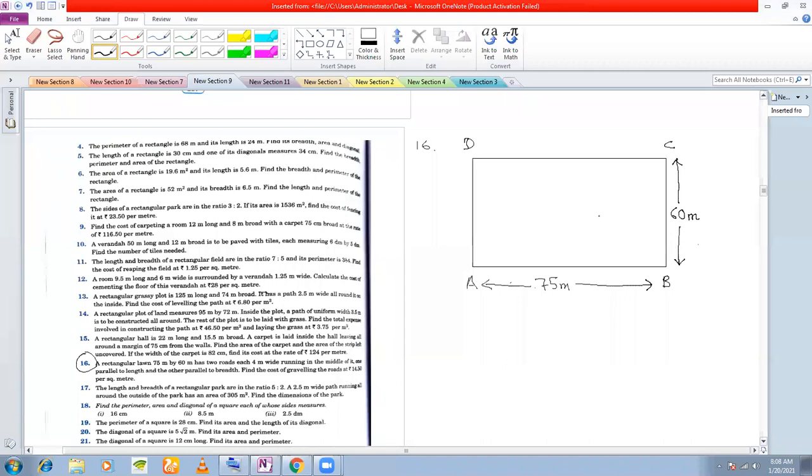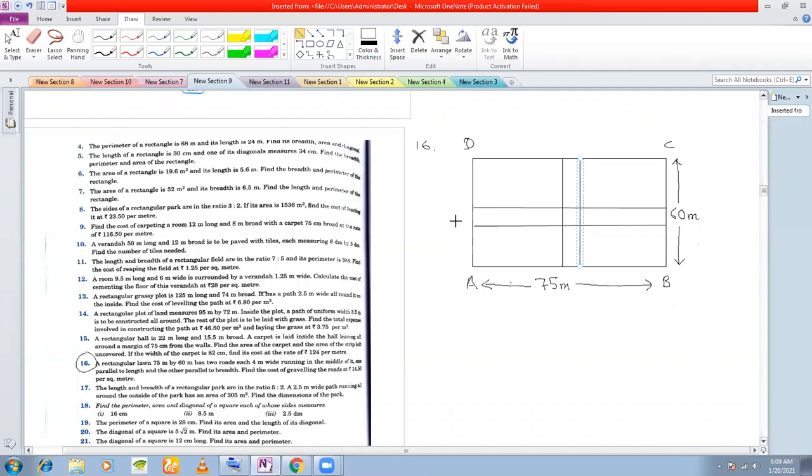Next, this rectangular lawn has two roads, each 4 meter wide, running in the middle of it. One parallel to the length and the other parallel to the breadth. So you have one road here, which is parallel to the length. And you have another road in the middle, which is parallel to the breadth. Now you understood what it means.